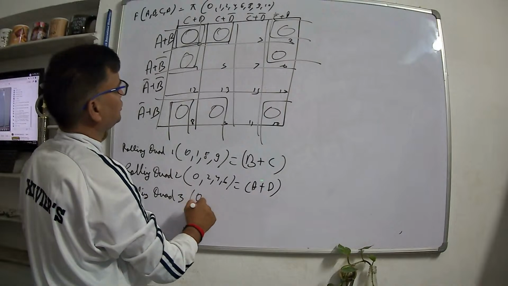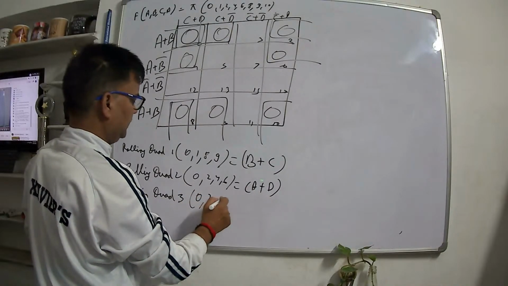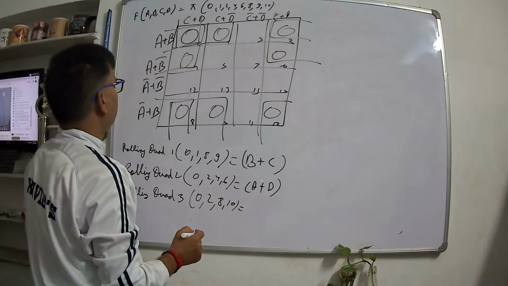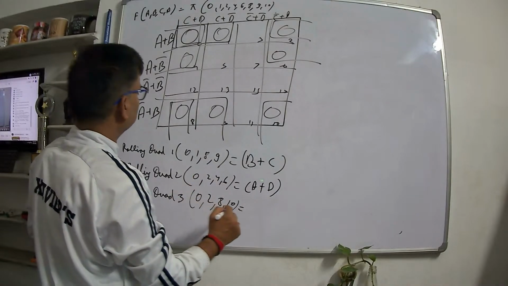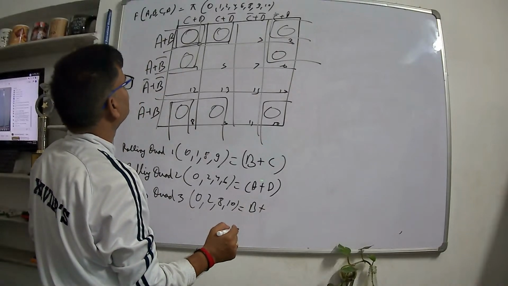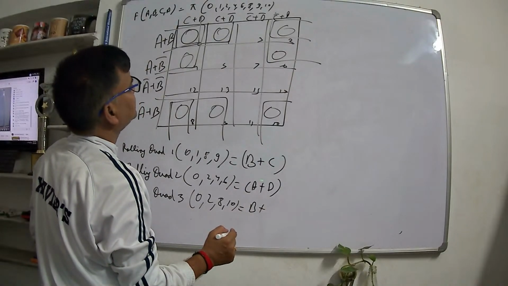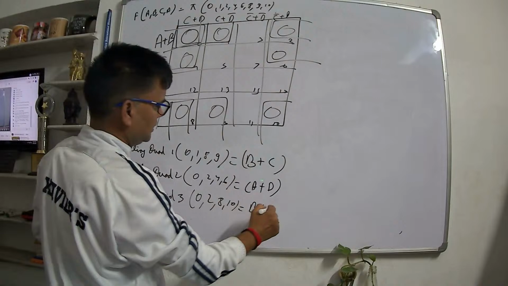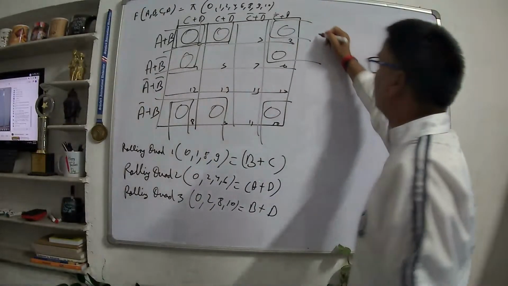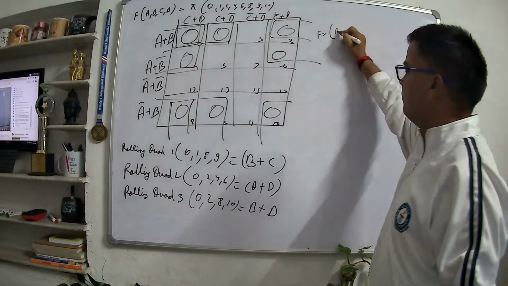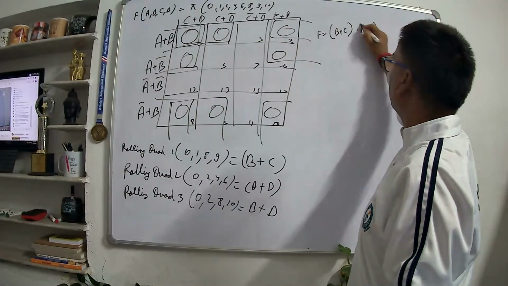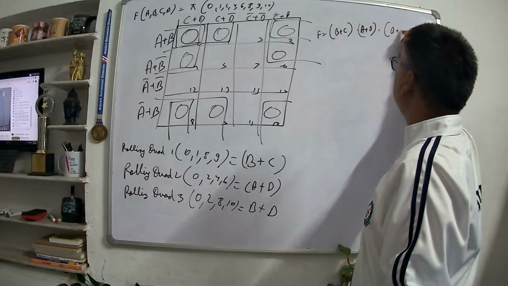3 in between 0, 2, 8, 10. Now this one, A and A bar cancel each other, so it is B. And this side it is C plus D, C and C bar cancel each other, D plus D. So this F becomes equal to B plus C dot A plus D dot B plus D.